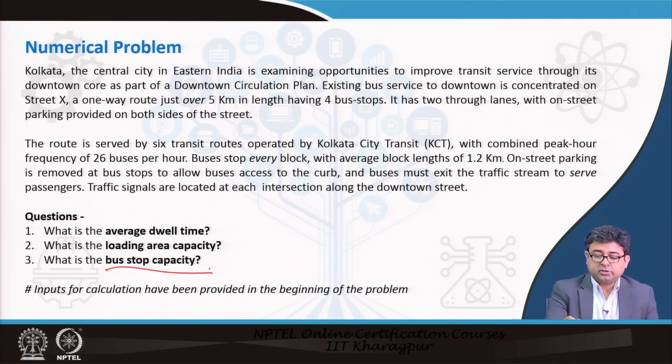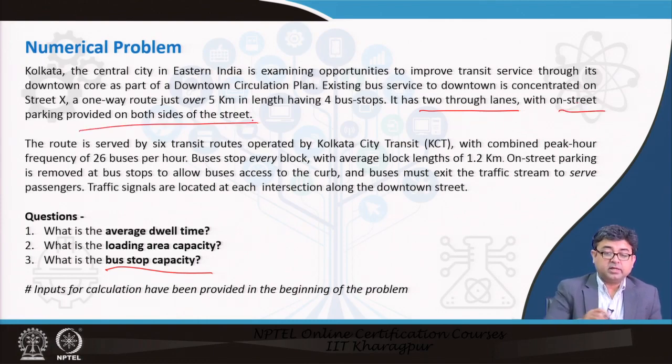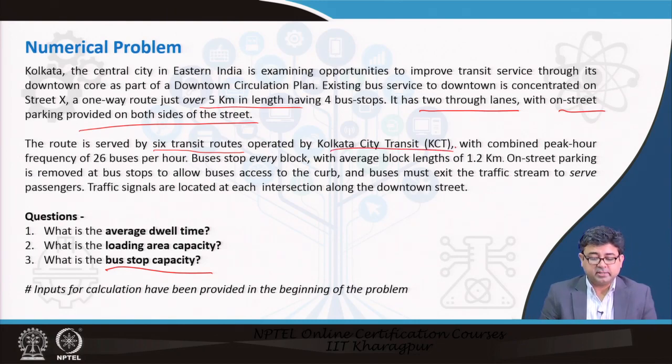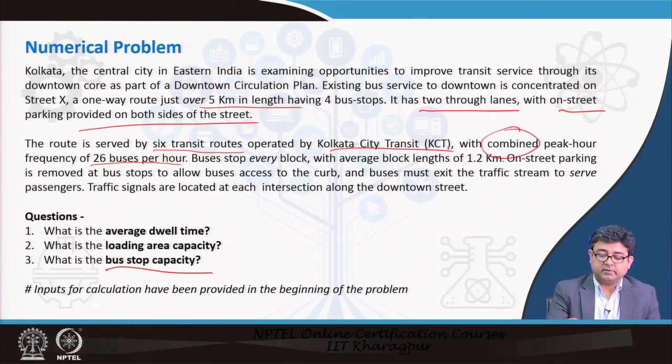It has 2 through lanes with on street parking provided on both sides of the street. The route is served by 6 different transit routes. So, along this 5 kilometer stretch there are 6 different transit routes operated by say a fictitious agency called Kolkata City Transit with a combined peak hour frequency of 26 buses per hour. That is a combined frequency of all the 6 routes combined.